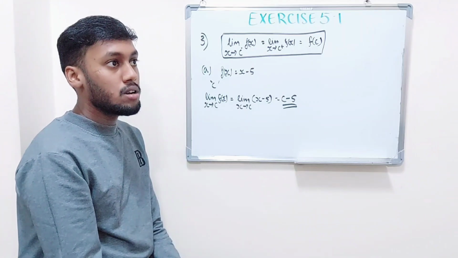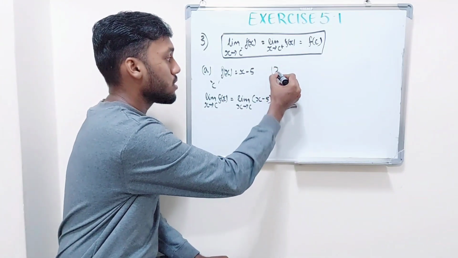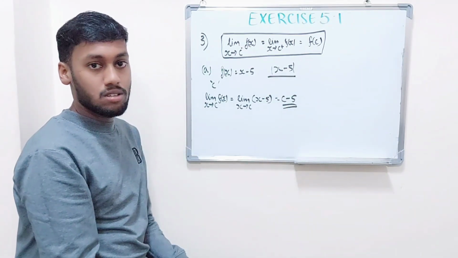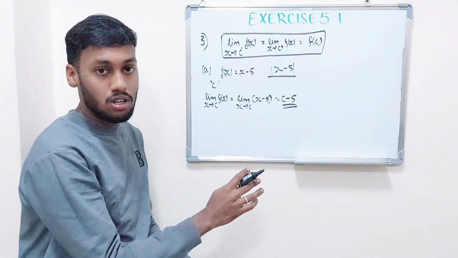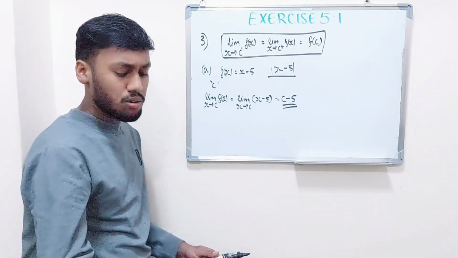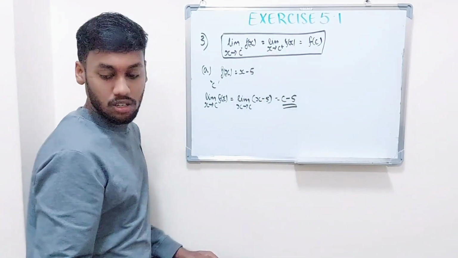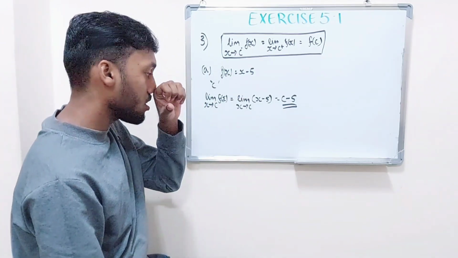Say for example, if we are given modulus functions like mod x minus 5, here we will use a different set of methods. Here we will use left hand limit and right hand limit because it's a modulus operator, right? So right now we are not dealing with that. We'll have one modulus operator question in this question itself, but in a different subpart. So we'll be looking at that.